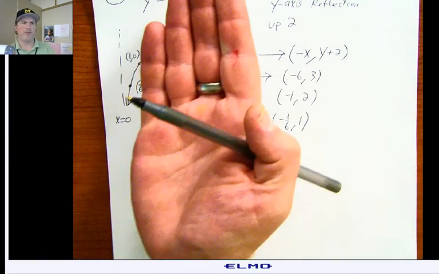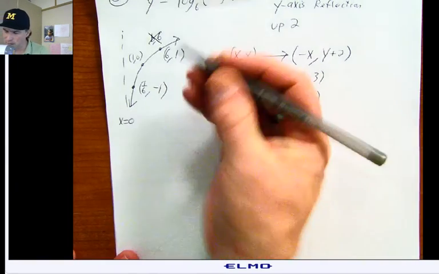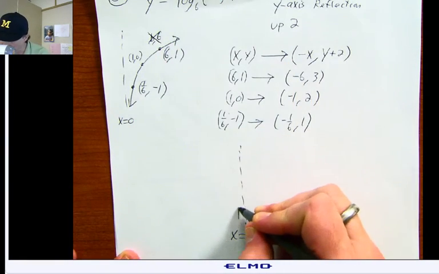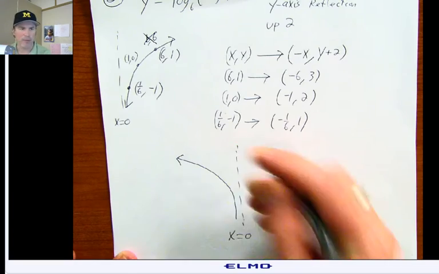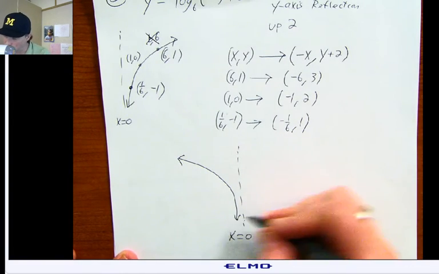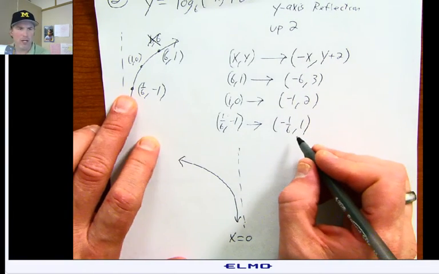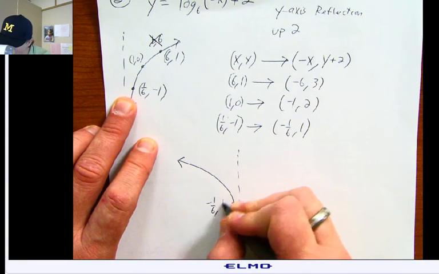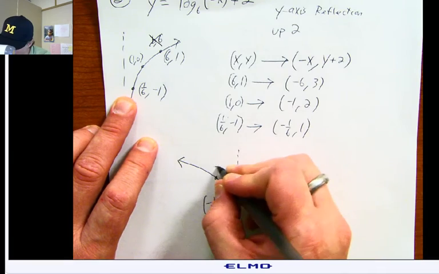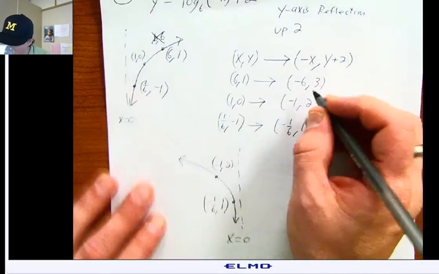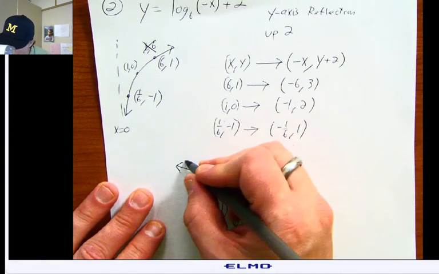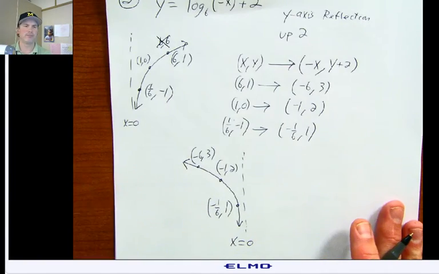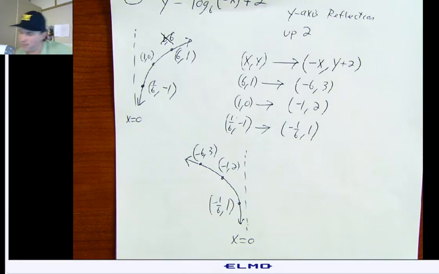So if it's going to reflect horizontally, instead of pointing to the right, it's going to point to the left, but it would still hug the asymptote down here at the bottom. So it'll have this look, and then the point closest to the asymptote is -1/6, 1. That middle point is -1, 2, and our third point is -6, 3. And that's graphing logs.